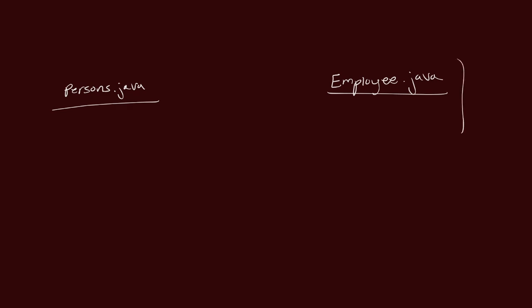Okay, so we're going to talk about inheritance in Java. Let's say we have a class called persons, and let's say we also have an employees class. What I want to do is inherit all the methods and stuff from the employees class when I'm in the persons class.